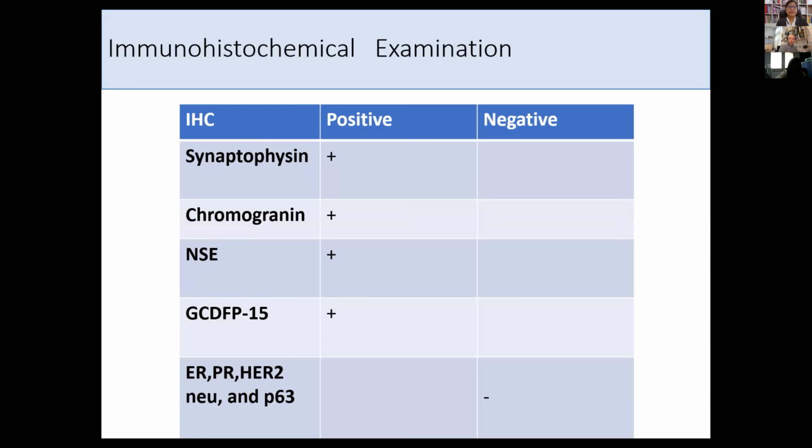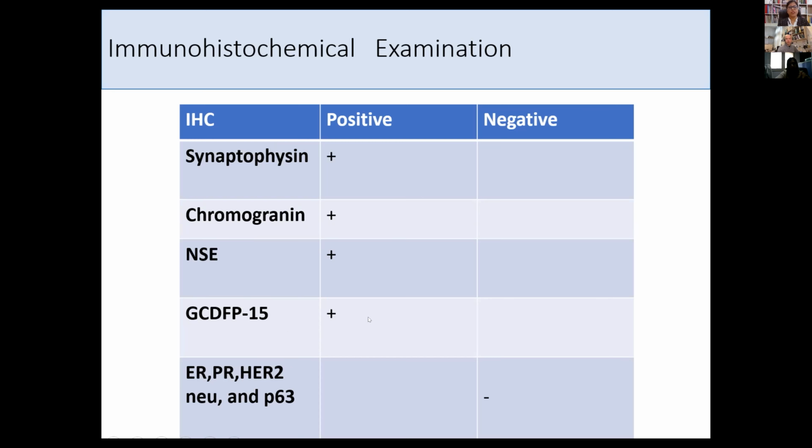I applied numerous immunohistochemical markers according to the differential diagnosis. These are the neuroendocrine markers: synaptophysin, chromogranin, and neuron-specific enolase were positive. All three neuroendocrine markers were positive in this case, and GCDFP15 is also positive in the tumor cells.